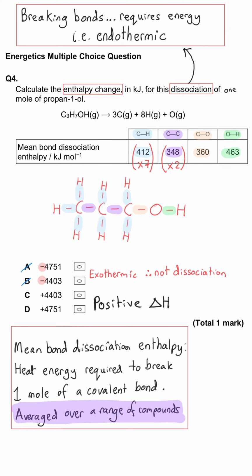And simply all we need to do here is add those values together. And when you add all of them together, you get 4,403, definitely a positive value. The other option, D, is a decoy because if you add another 348 onto the value you get in C, you actually get the value for D. And so some people will be tricked into thinking that there must be 3 carbon-to-carbon bonds because there are 3 carbon atoms. But as you can see from my diagram, there are only 2 carbon-to-carbon bonds. And so C is correct.